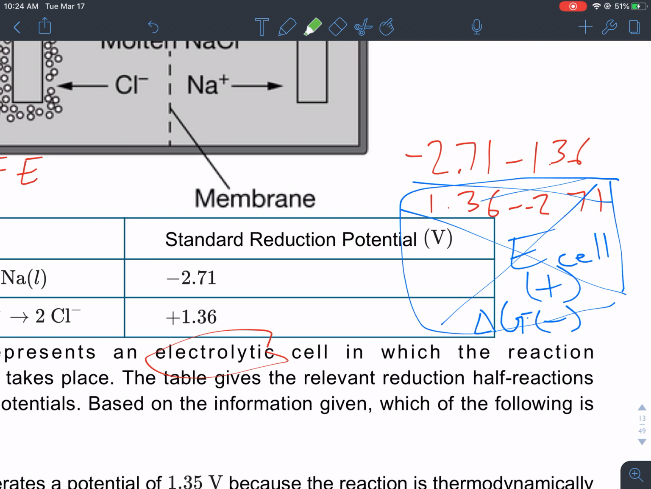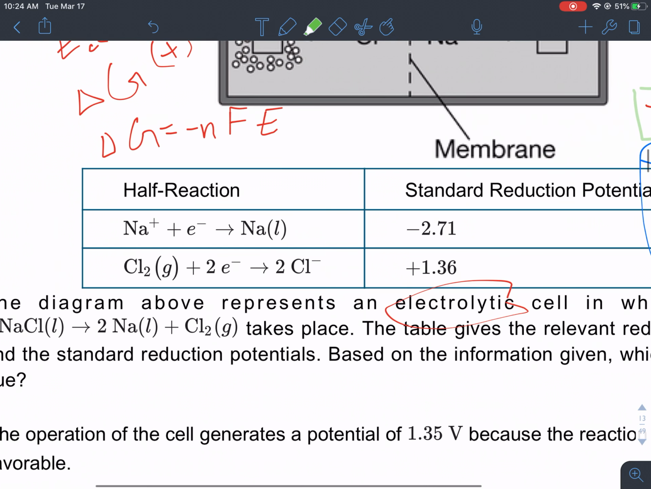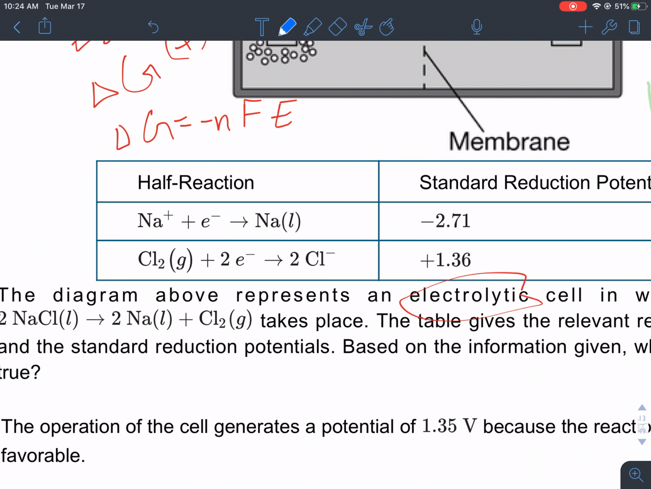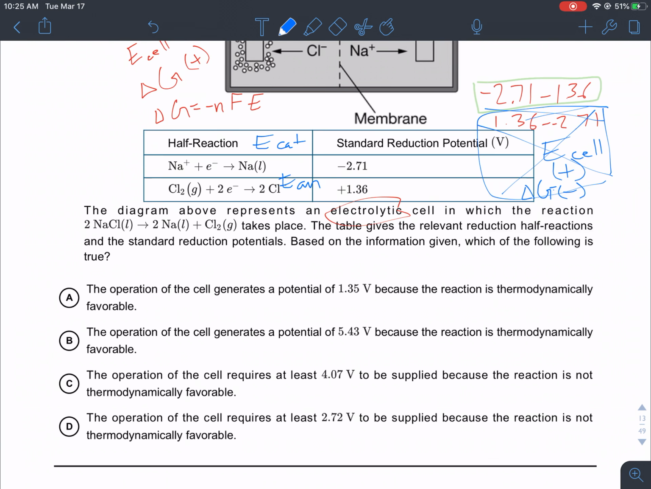Okay, this one on top is a negative minus a negative. That would give you a negative E cell, giving you a positive delta G. That is what you want. So in other words, this is your E cat minus your E an. So you're going to have to subtract those, negative 2.71 minus 1.36. That turns out to be like 4.07. That's probably what it is. So just based on that, I can figure that out. That is C.